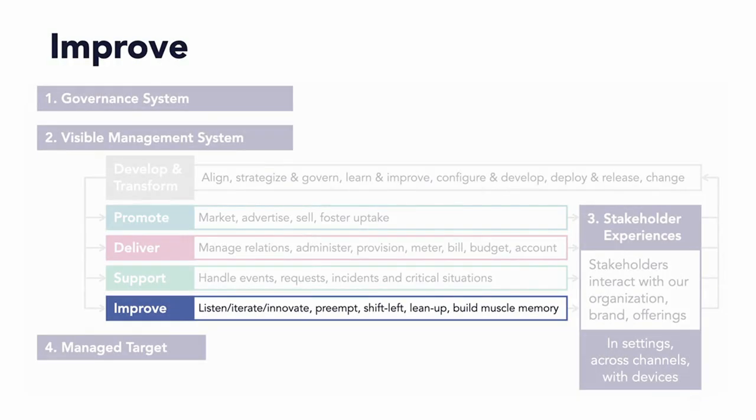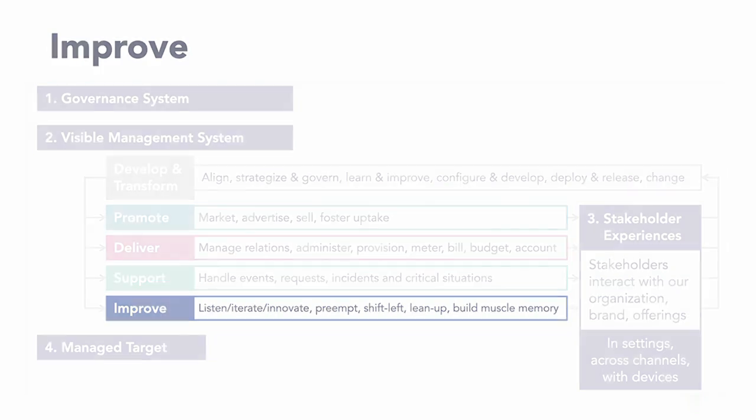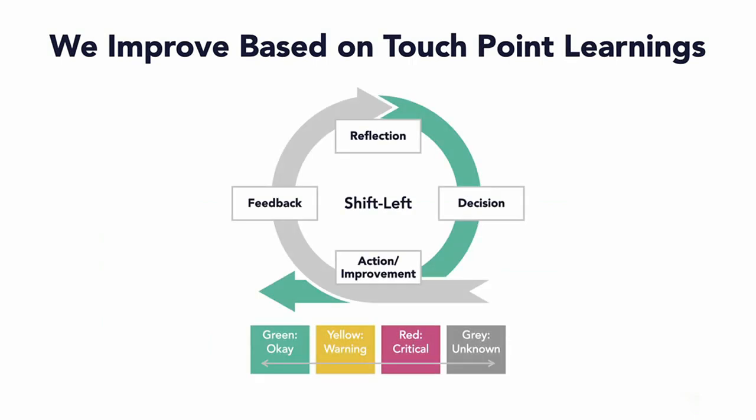How do we improve in Agile Service Management? Through the management disciplines that fall under Improve, as shown here. That of listening, iterating and innovating, preempting work and issues, shifting left, leaning up, and building capability into muscle memory. And of course, what we aim to improve is shown here at the bottom, our managed target. We make a point of learning at touchpoint interactions, taking that feedback and reflecting on it, which means we don't just blindly apply the feedback or let it randomize us. We're smart about what we do as a result of it.